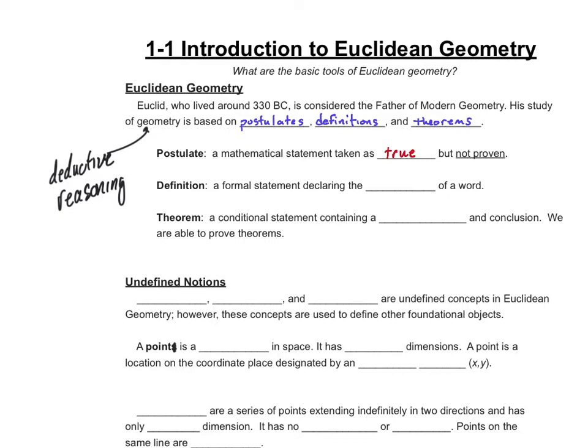A definition is a formal statement declaring the meaning of a word, okay? And then third, a theorem is a conditional statement containing a hypothesis and conclusion, and we're able to prove these, okay? So we have a hypothesis, and then we're able to make a conclusion. A lot of people get hung up on the difference between a postulate and a theorem. Just understand that a postulate has not been proven, but we accept that it's true, and a theorem is something that we can prove. That's the big thing here.